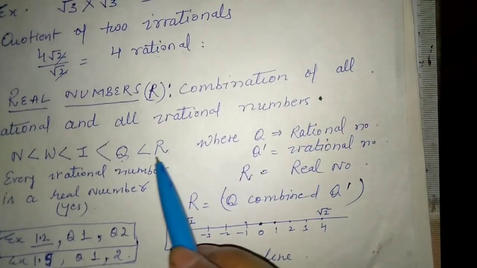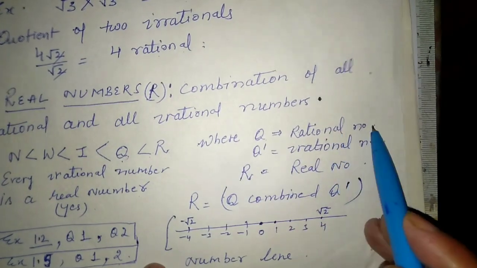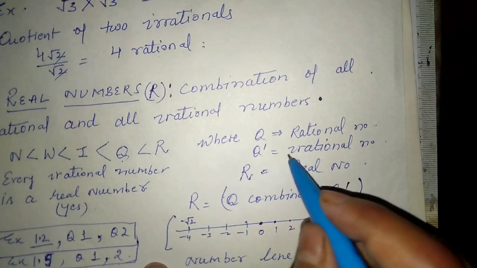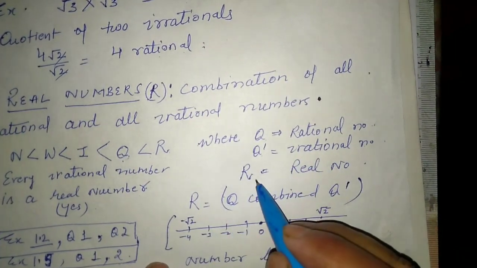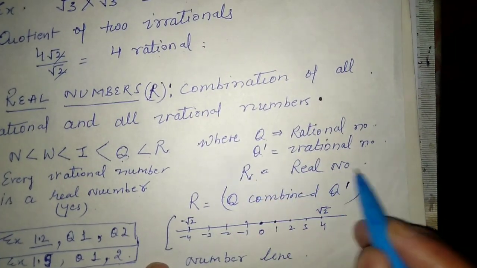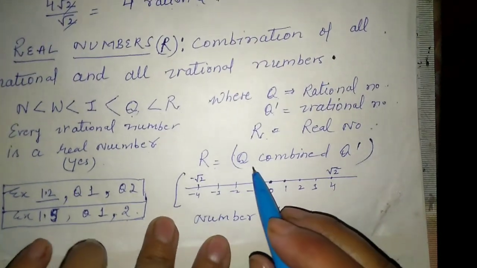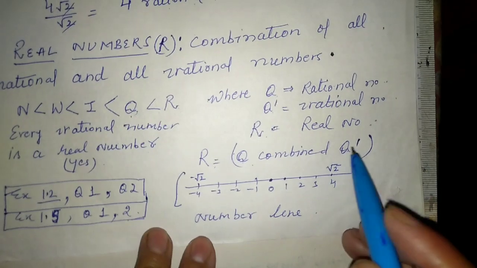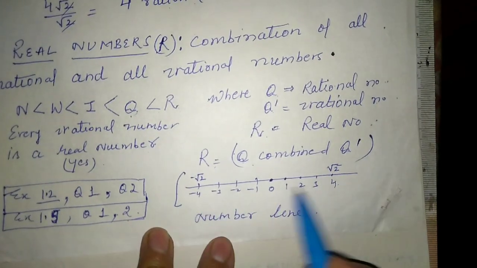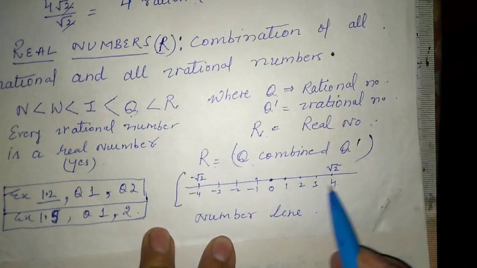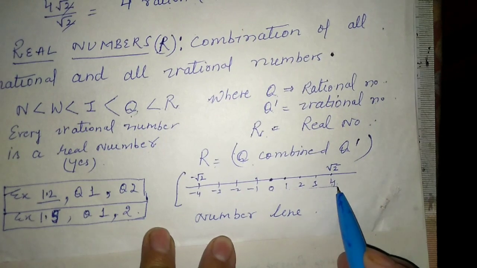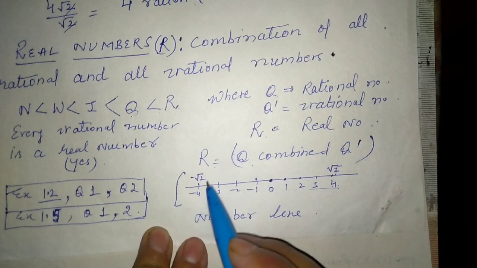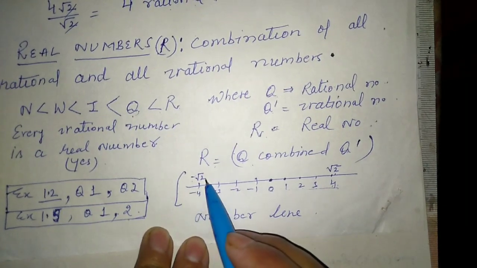Now here we have one thing. Q is the rational numbers, Q dash is the irrational numbers, and R is the real numbers. So real numbers are the combination of both rational and irrational. This is the number line you can see, guys: 0, 1, 2, 3, 4. Here are all the positive integers, just in the form of under root m. Here we can also express this as minus under root m.